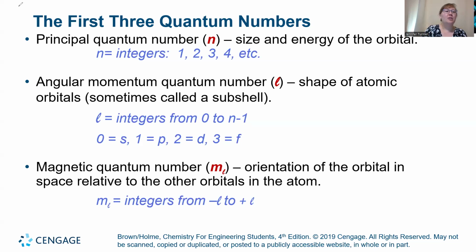All right, so now let's switch gears just a little bit. We're on slide 7, and we're going to start looking at quantum numbers. First of all, the principal quantum number, our letter for that is n, and that's the size and energy of the orbitals that we're talking about. And n can be integers 1, 2, 3, 4, etc., and never ending.